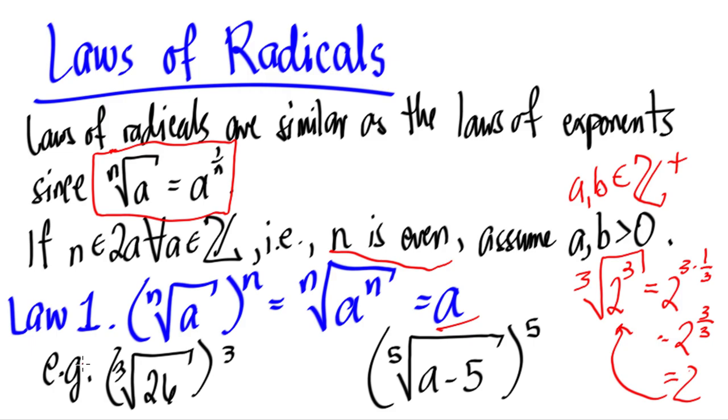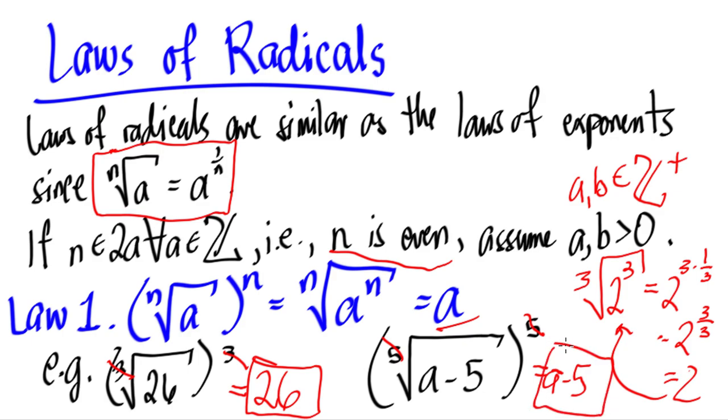Which means that we cancel the index and the exponent here. So the answer for the first example is 2. Here we cancel the fifth root and the exponent, which is 5. So the answer for the second example is a minus 5. Simple as it is, that's our first law of radicals.